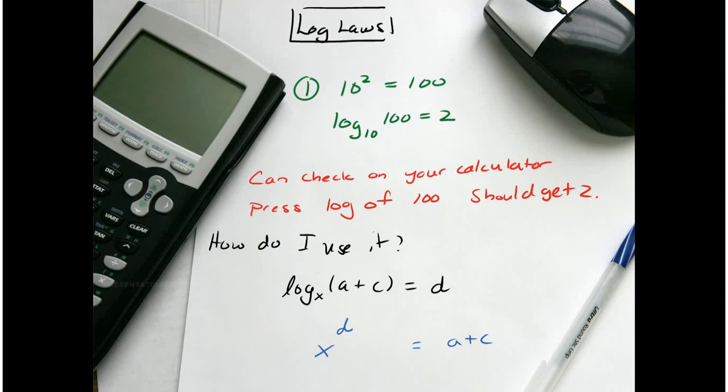Where does the x go? Well, the same place the 10 went. The 10 was right here. That's where the x goes. Where does this d go? Well, the d is at the same place as the 2. This is where the d goes, up at the top. Where does the a plus c go? Well, this a plus c is right over here. It's the 100. So the a plus c goes over here. So I just tell myself over and over, 10 squared is 100, log base 10 of 100 is 2. You can knock out so many problems that are asked in standard textbooks by using that numerical relationship.